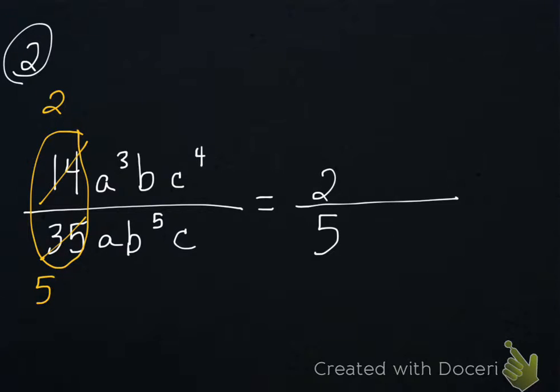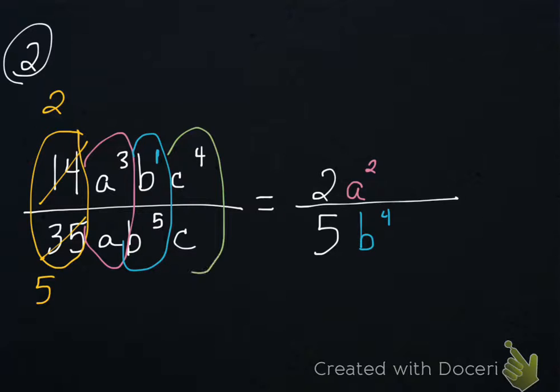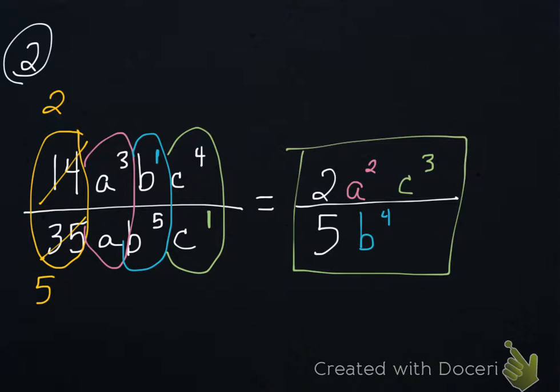Now let's look at A. I have 3 on top, 1 on the bottom. That gives me 2 left over on the top. B. I have 1 on top, 5 in the bottom. So that gives me 4. 5 minus 1 is 4. And last but not least, C. 4 on top, 1 on the bottom. So I have c cubed in the numerator.